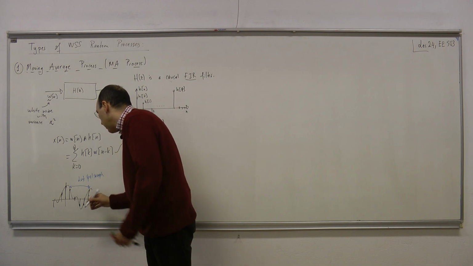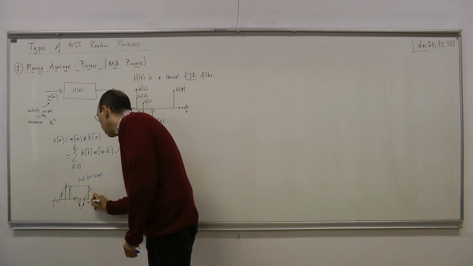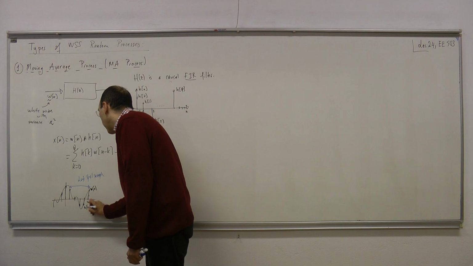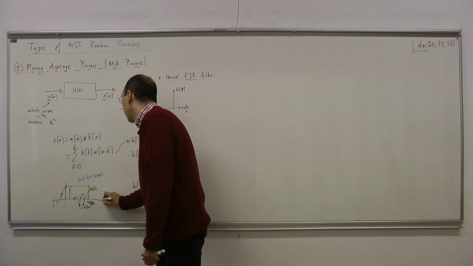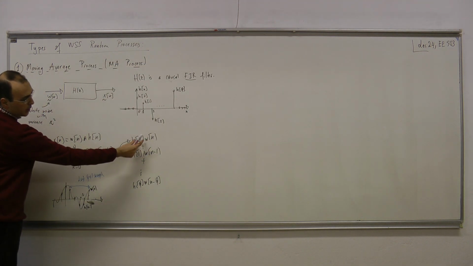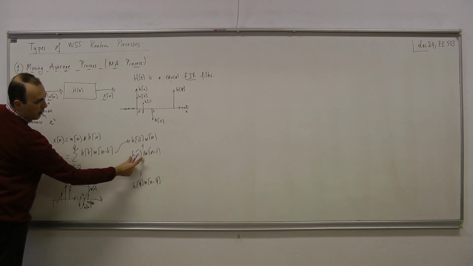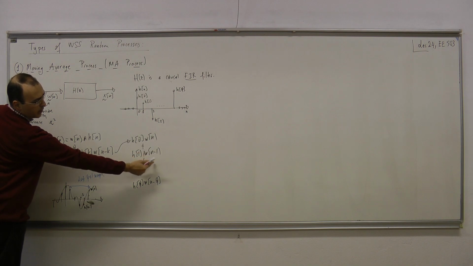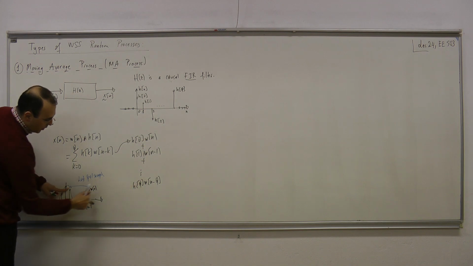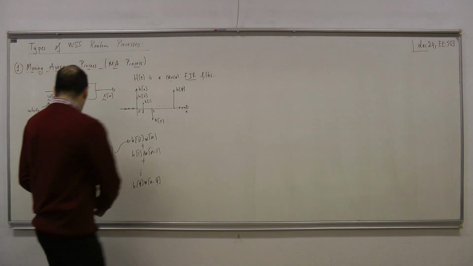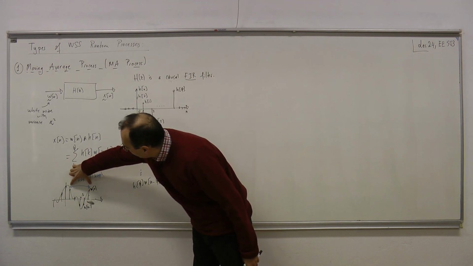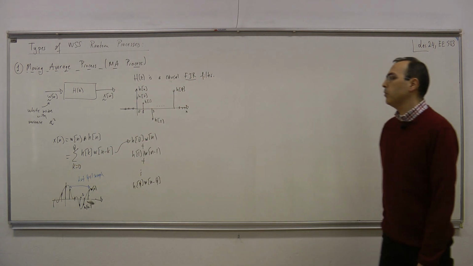If this is the input w of n, this is w of n minus 1, this is n minus 2 and so on. What do I have? If I do this operation, the current sample is multiplied by h0, the previous sample is multiplied by h1, the second previous is multiplied by h2, and the last sample is multiplied by hq in this window, and summed up. And this process is repeated for all time indices. If I shift this window towards the right, this is what we call the convolution.